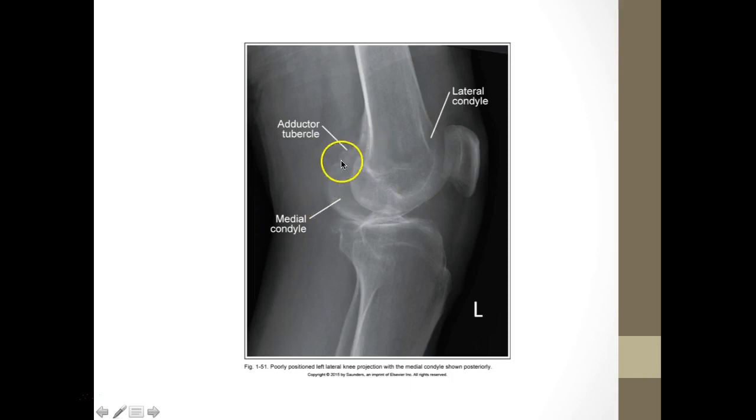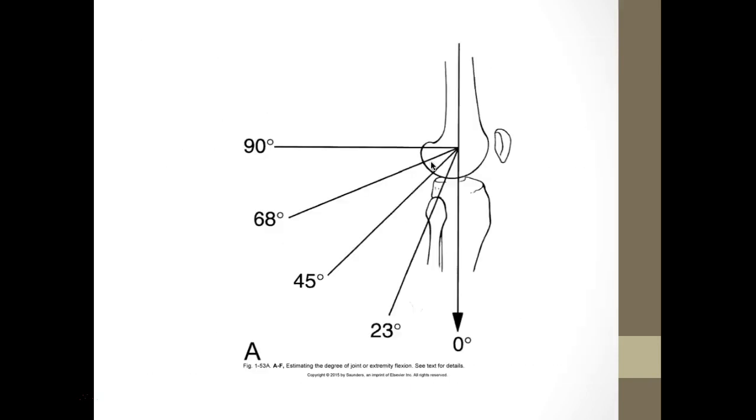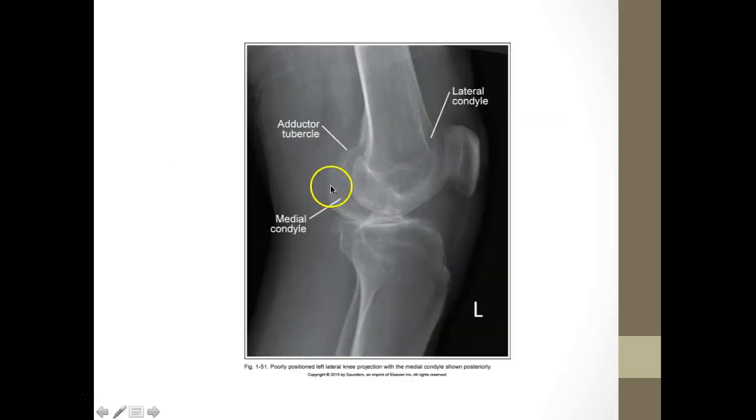We know this because there's the adductor tubercle here. So here's your lateral condyle. When we look, we need to move. We are off. We need to adjust this. How are we going to fix this?